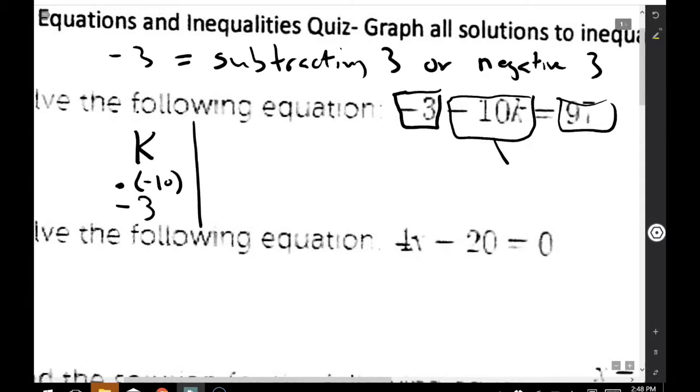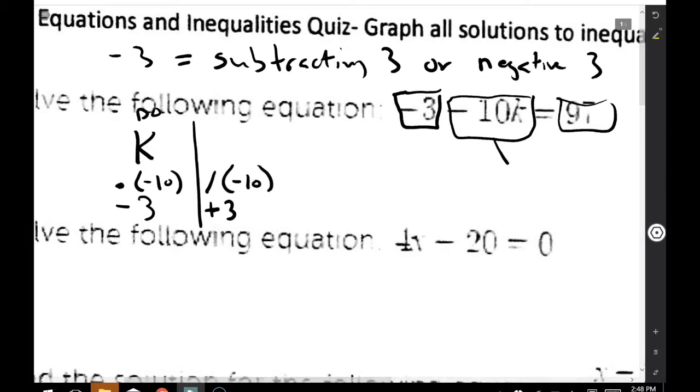And undoing it, first thing I would do is the opposite of -3, which is positive 3. Again, positive 3 or plus 3 is the same. I'm not actually changing the value of the number. I'm just doing the inverse of -3, which is positive 3. And then I would divide by -10.